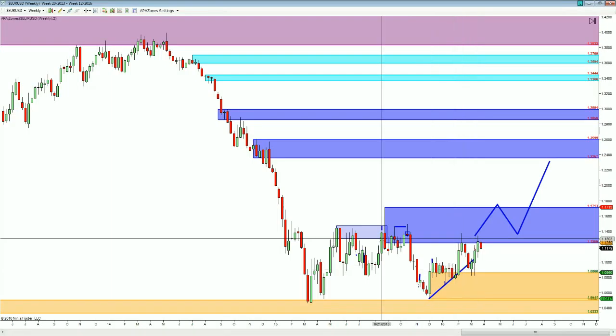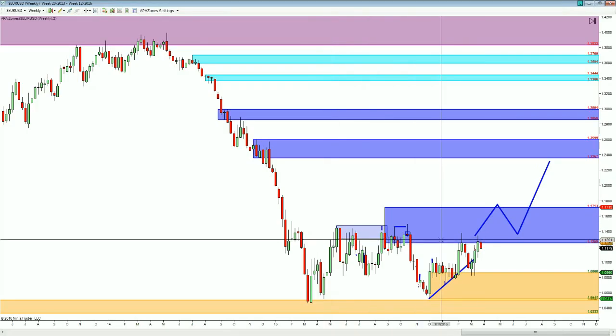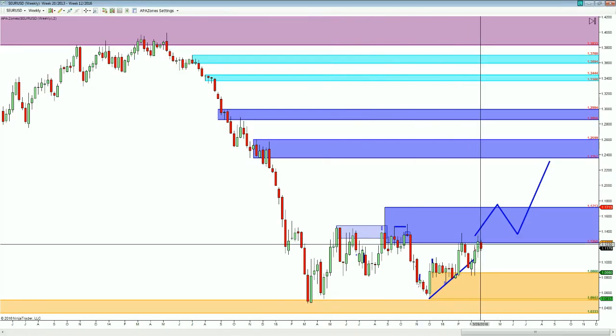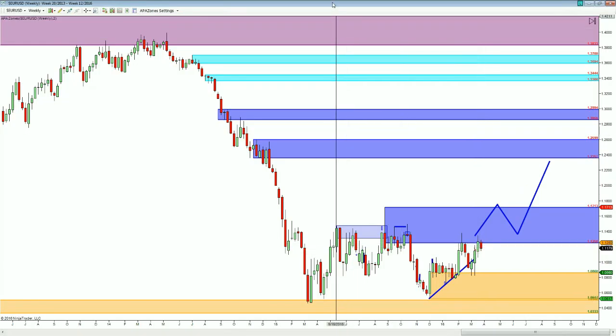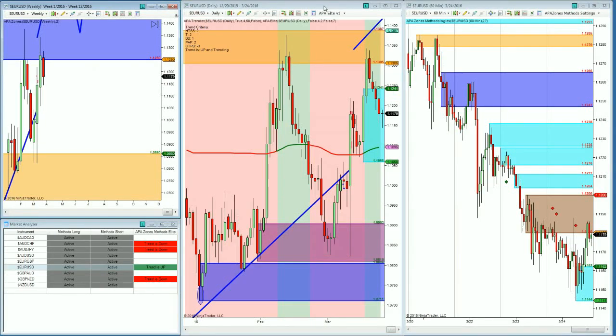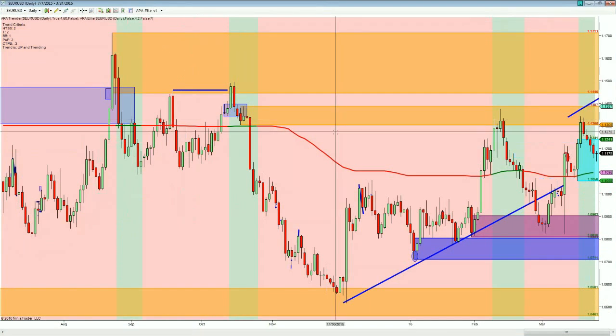But for the most part, we're just at the top of this big broad range again, and you can see how price is respecting this supply zone here. For the past week, it's just been falling. So let's look at it on the daily. We'll zoom in on it and show you what I mean.